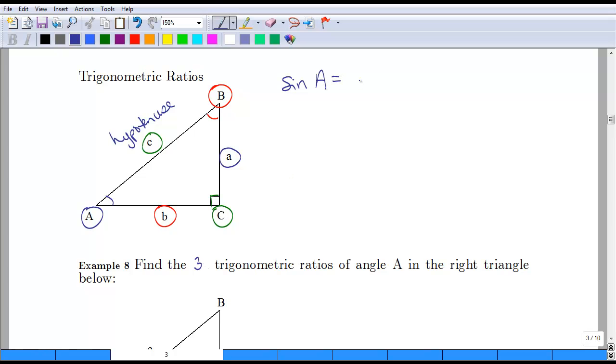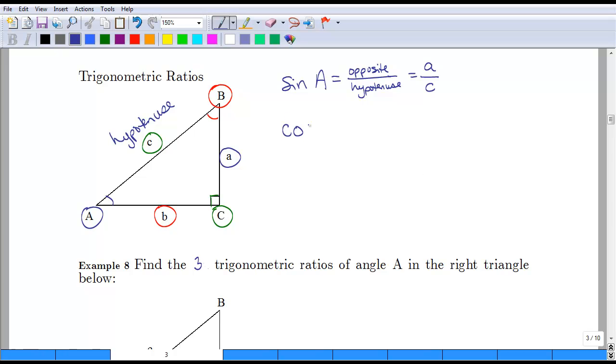Now, sine is always represented by the opposite side divided by the hypotenuse. And so this is why it's important to know that angle A is opposite side A, because in this case, the sine of A would be side A divided by the hypotenuse length, which is C.